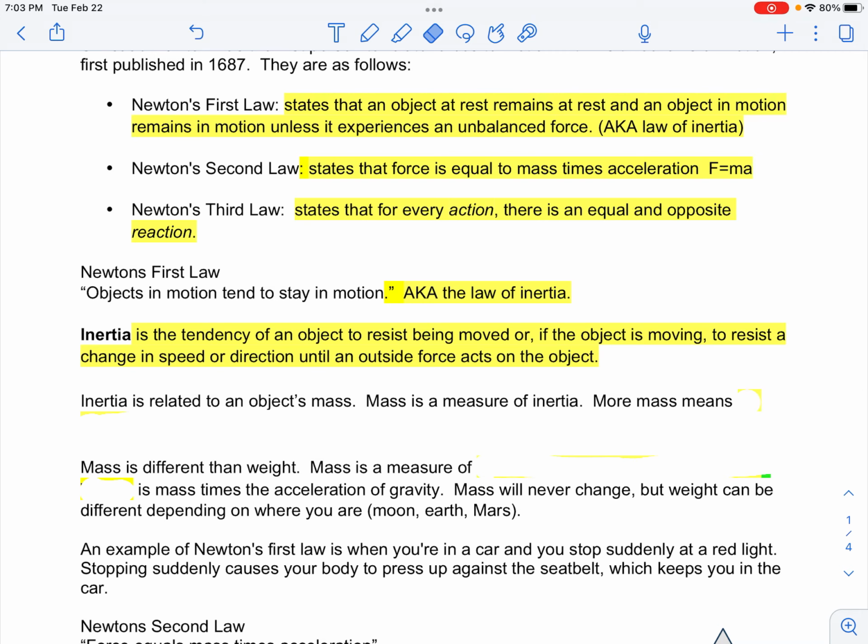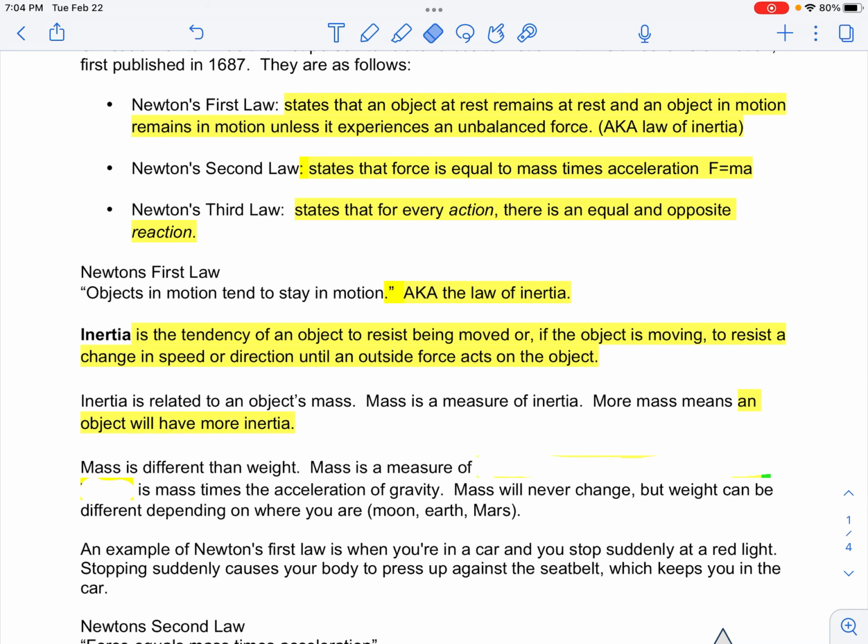And next time I see you, we'll do some demonstrations with that, and maybe you'll see some on video later. But inertia is basically things that are in motion tend to stay in motion, things that are at rest tend to stay at rest unless you do something to change that. Inertia is related to mass, so mass is a measure of inertia. More mass means more inertia.